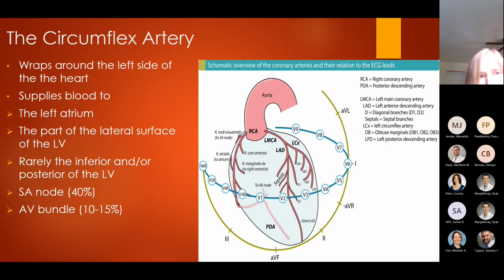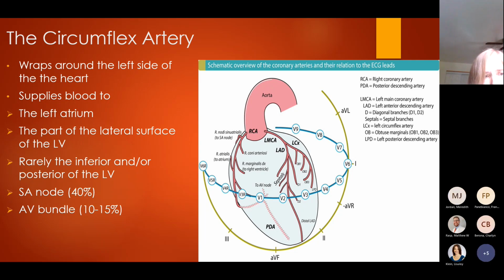The circumflex artery wraps around the left side of the heart, supplies blood to the left atrium, part of the lateral surface of the heart, and rarely the inferior and posterior. Also, keep in mind it supplies the SA node in 40% and some of the AV bundle.